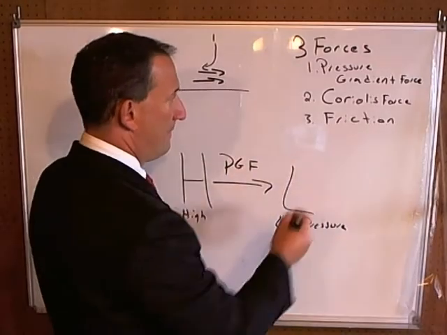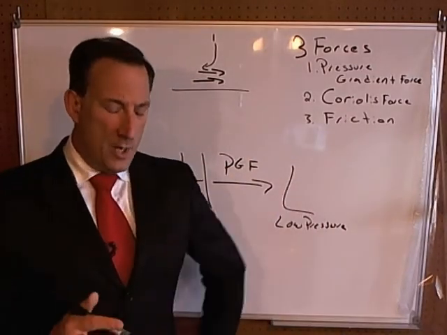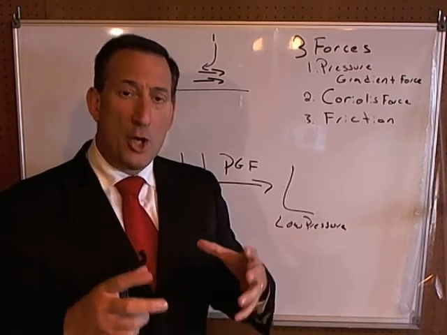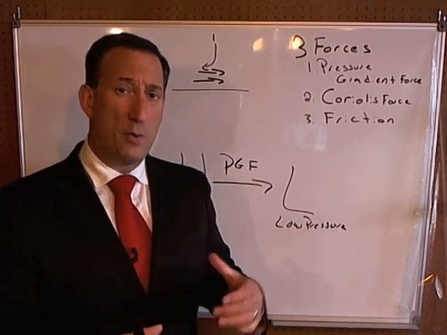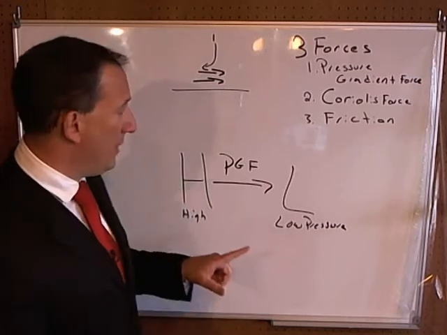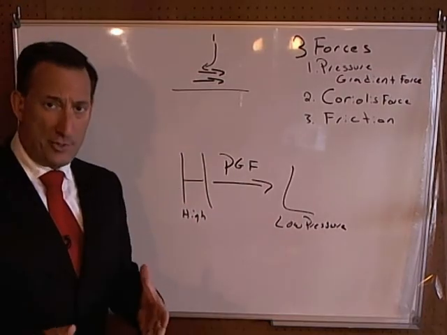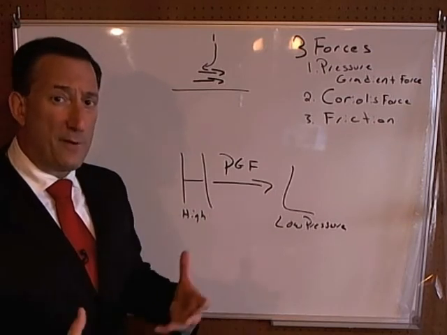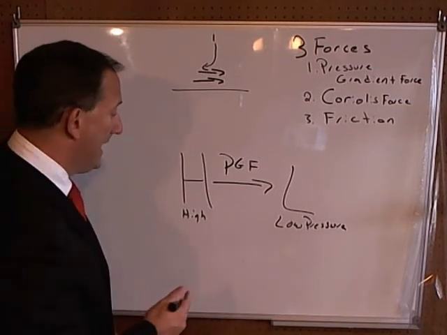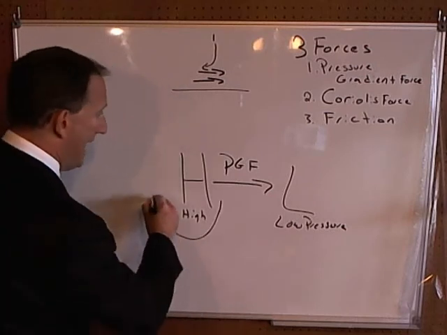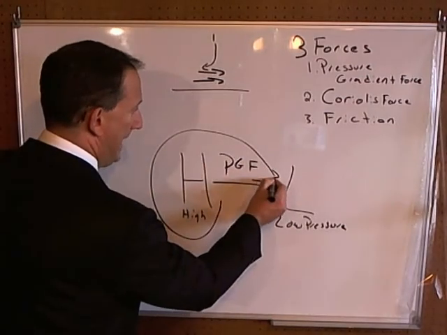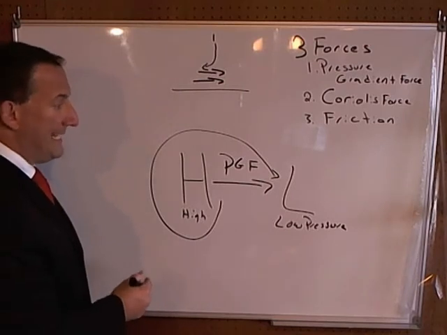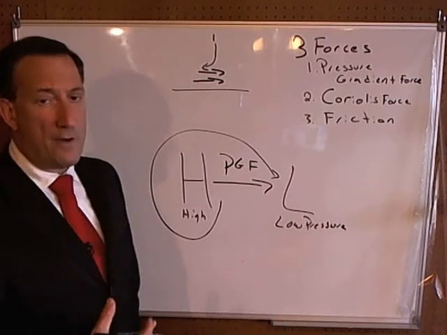And then we have friction. Friction is very important as well, because when you take pressure gradient force, Coriolis force, and friction, you get a certain wind flow around high pressure and a certain wind flow around low pressure. When you add in all three forces, we get the wind flow we've come to know today: the wind flows into low pressure and out of high pressure.